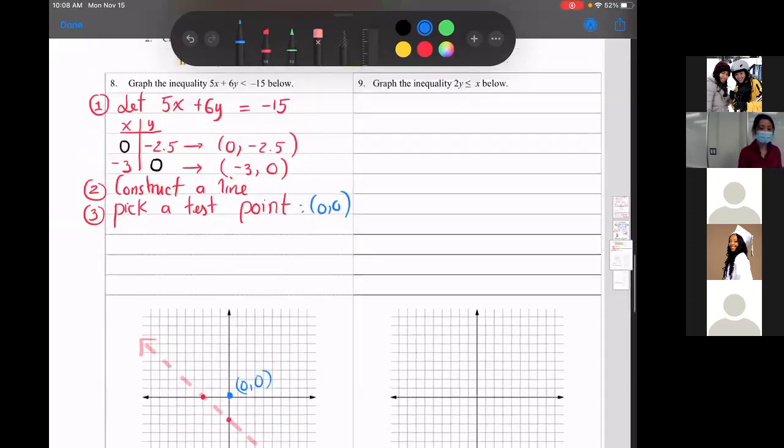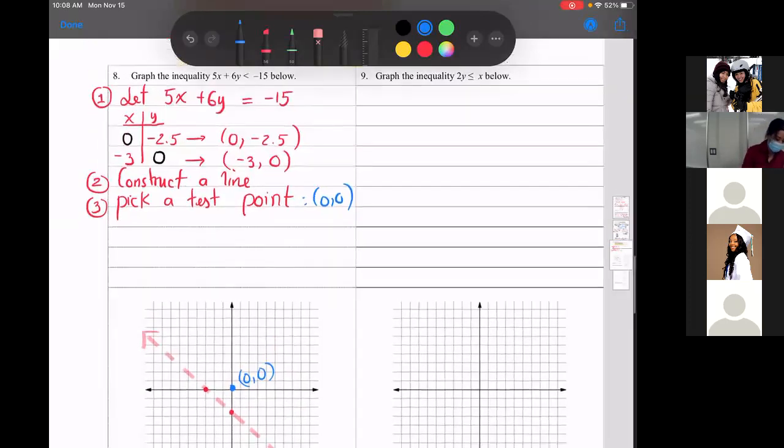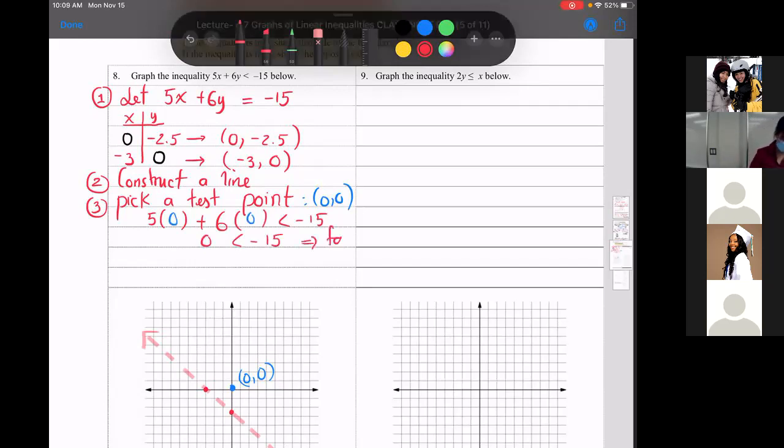So 0, 0, you plug it into the original. The reason I use 0, 0 is I can do it in my head and don't have to write it out. In the lecture, I will write it out for you. So 5 times 0, 6 times 0, they're both 0. Is 0 less than -15? Is it true or false? Definitely false.